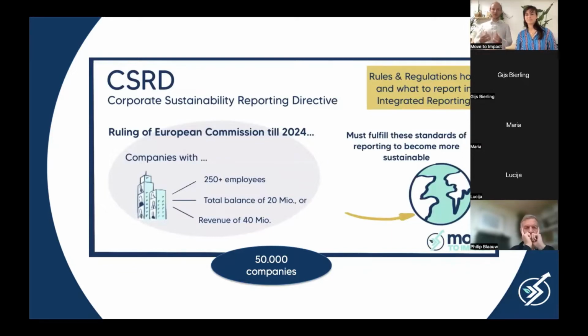When are you a medium or a big company? That is when you meet 2 of the 3 following rules. You have more than 250 employees. You have a total balance of 20 million, or a yearly revenue of 40 million.